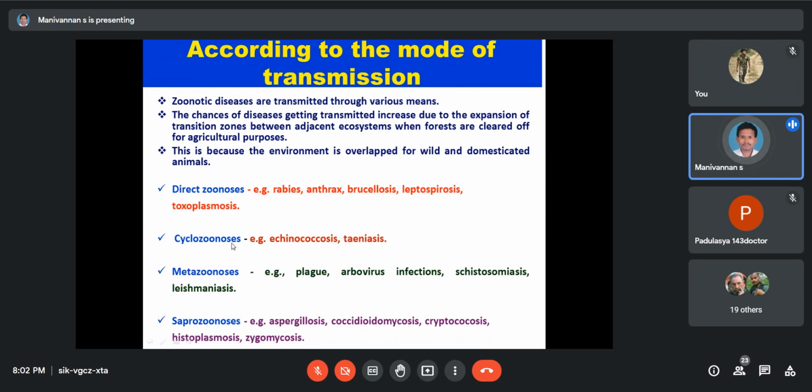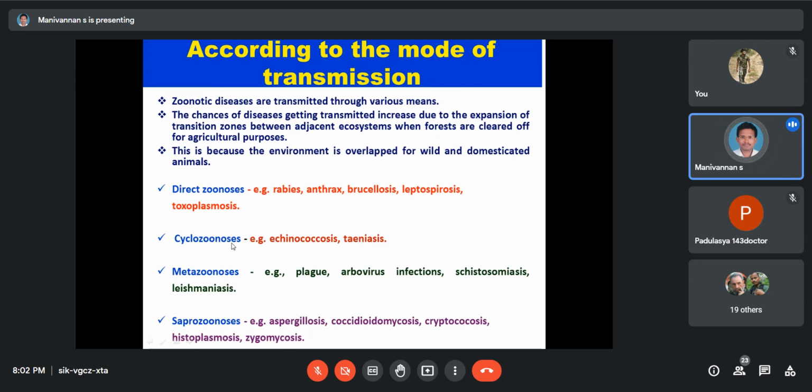Most zoonotic diseases come from animal to human. Some diseases spread from human to animal. That is called reverse zoonosis. Is it clear? Some terminology: what is reverse zoonosis?